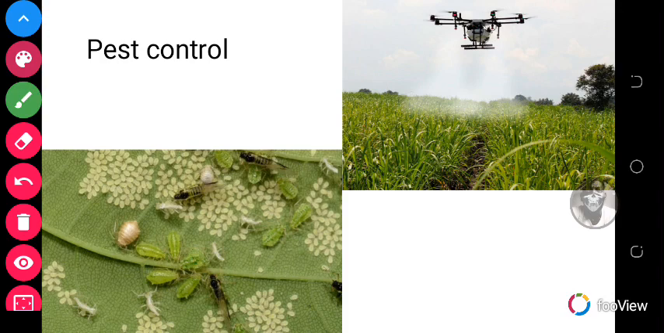Pest control. Sometimes pests and rodents invade the farm, and it's important that you control them. Now, in controlling them, certain chemicals are used. Okay. So a pest is basically any animal that causes damage to crops, and examples could be rats, grass cutter, grasshopper, etc.